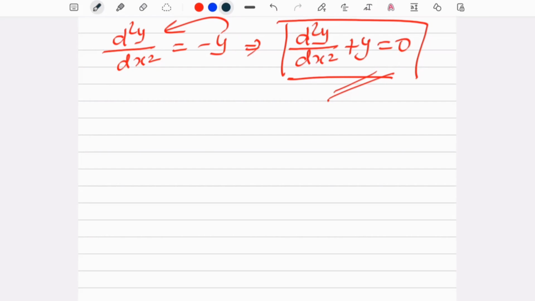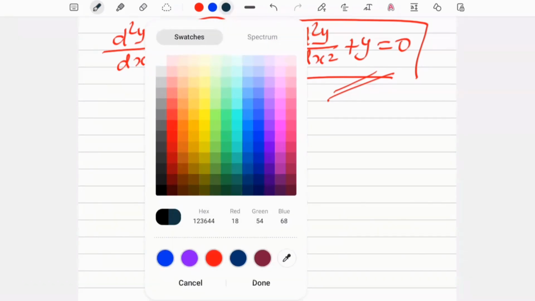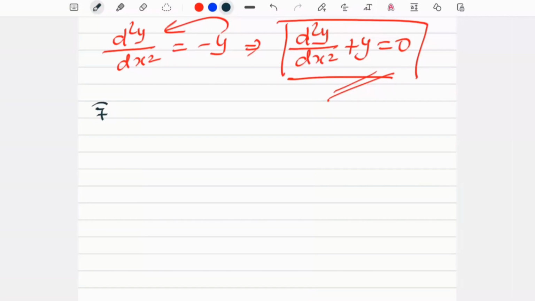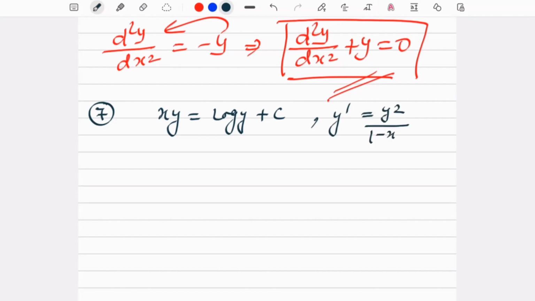Okay, we will start question number 7. It is good. Okay. The 7th question is xy is equal to logarithm y plus c, and y dash is equal to y square upon 1 minus xy. xy is not equal to 1. First of all, can you give me the reason for this?